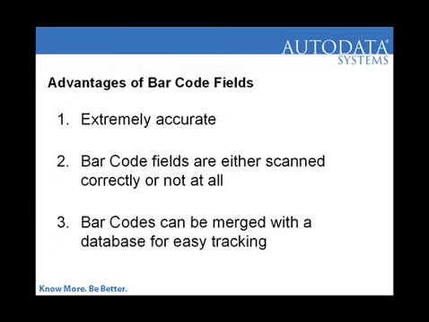There are a few advantages of using barcode fields. The first is that they are extremely accurate. In fact, they are the most accurate field you can put on your form or survey. The second is that barcodes are either scanned in correctly or they're not scanned at all. This eliminates the possibility of having incorrect data in your database. The third advantage of barcode fields is that they are easily merged with another database for tracking of forms and surveys.